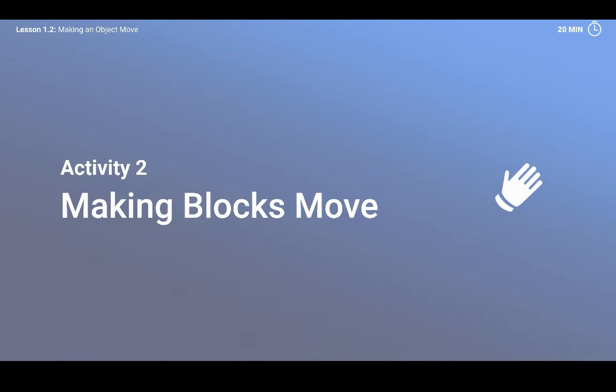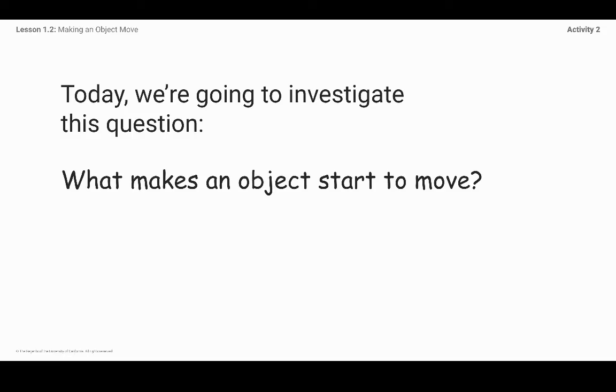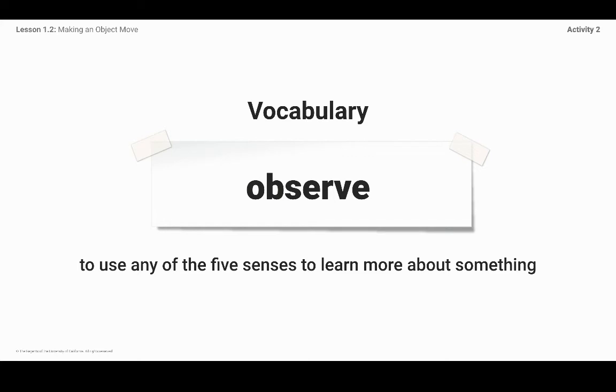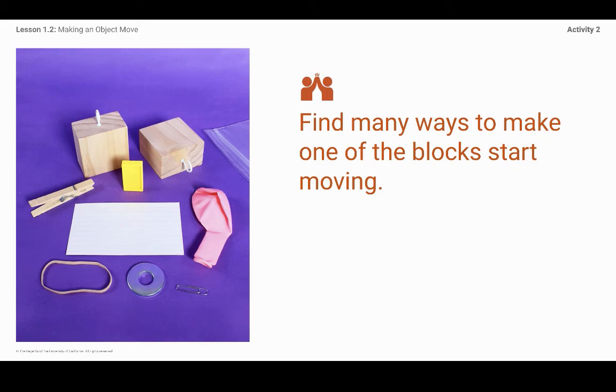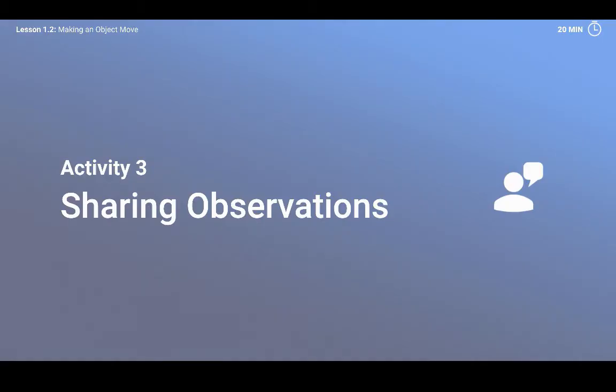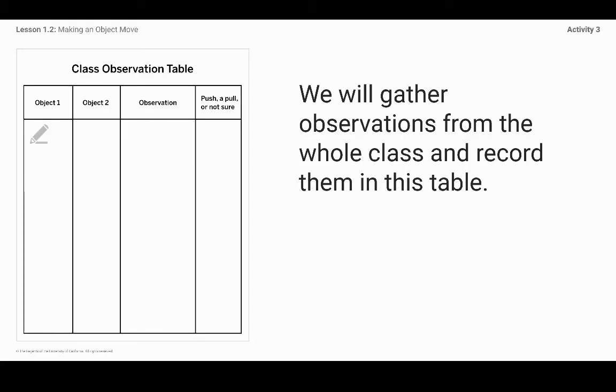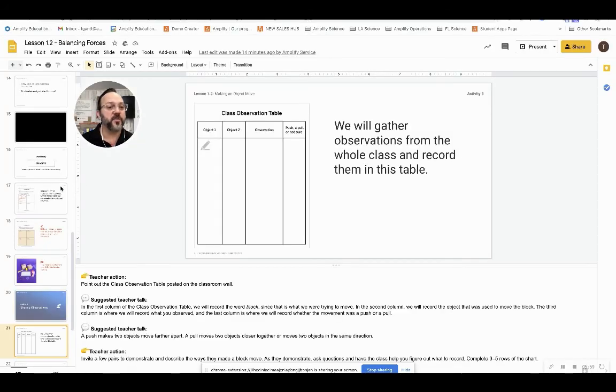And to do that, we're going to look at making blocks move. As I click through this lesson, this is called an investigation. So students are going to actually manipulate objects. What makes an object start to move? Well, we're going to do some vocabulary observations using our 5 senses to learn about something. Here we have the making the blocks move notebook page they're going to complete. Here's the objects we pull out. Then we're going to share observations in classroom anchor charts. So this continues on throughout the lesson.